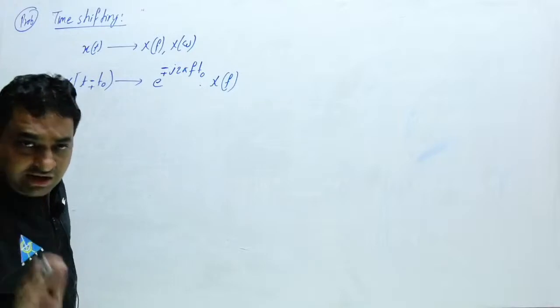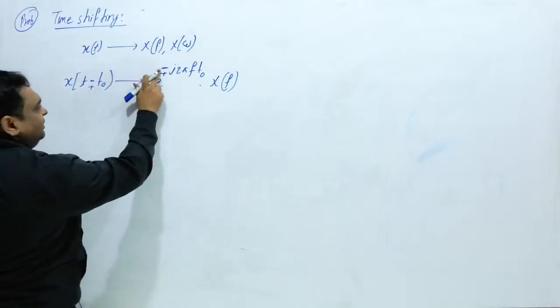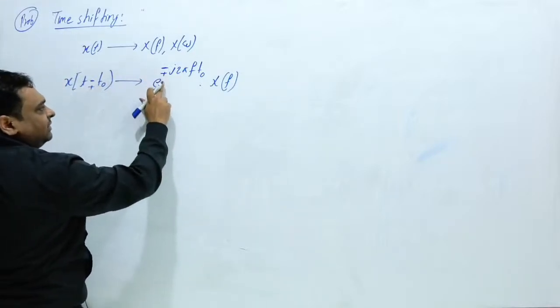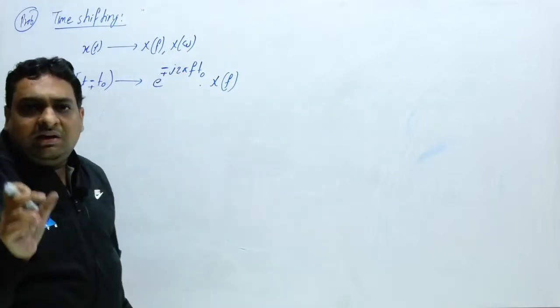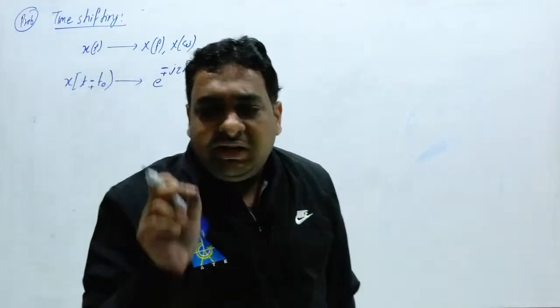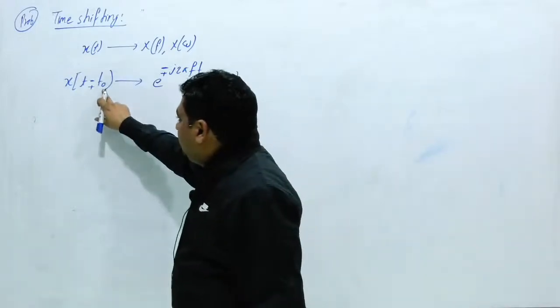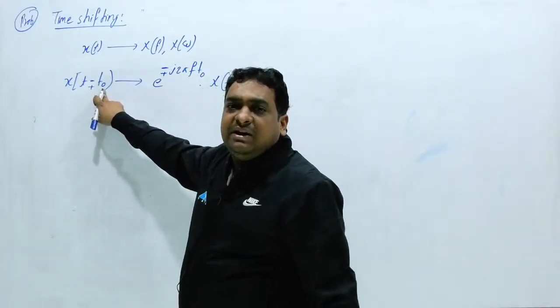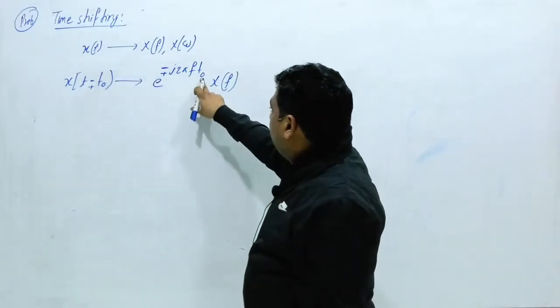Clear this thing? Again I am going to tell you, if this is minus, this will be minus, this will be plus, this will be plus, just you have to multiply the exponential term e raised to power j 2 pi f, multiplied with the shifted parameter. It can be td, it can be t0, it can be anything. Just you have to put this value.